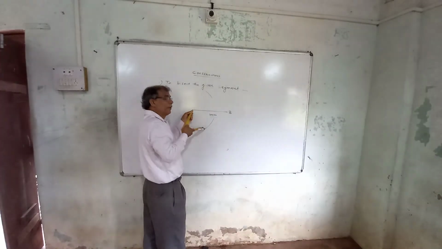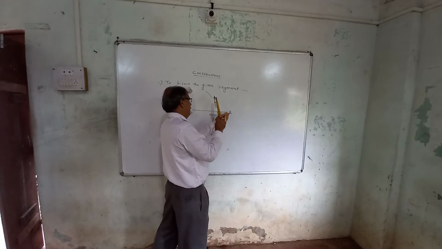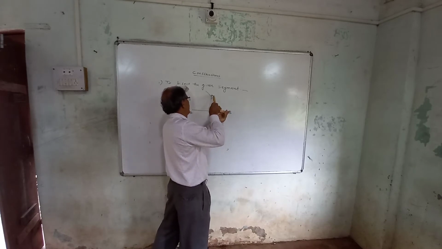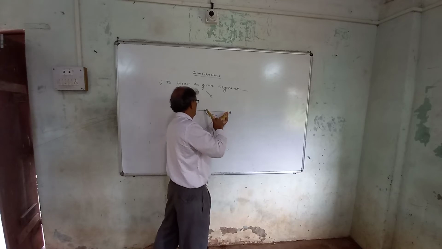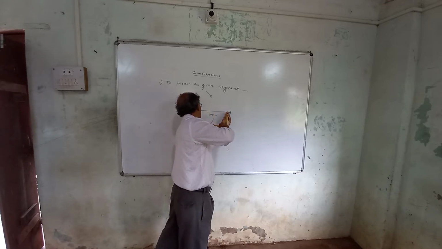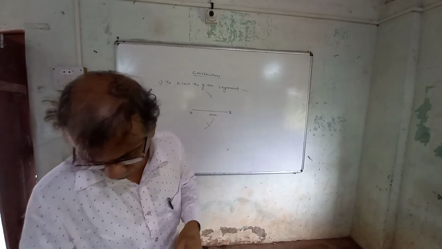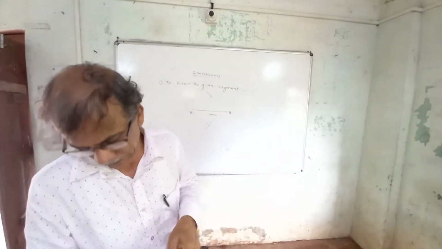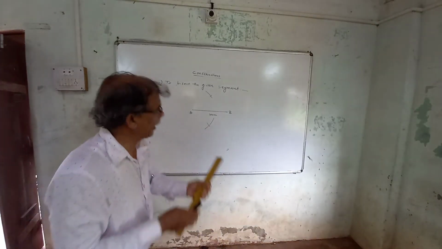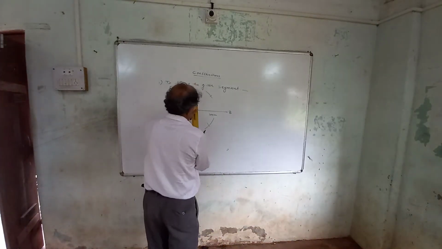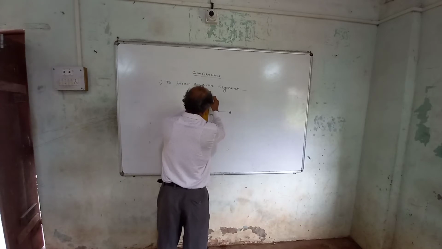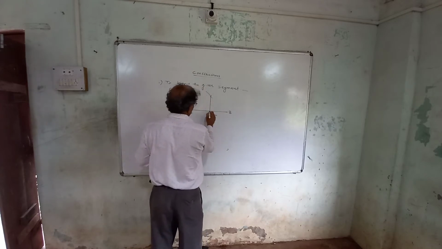Now what will we do? We will keep the compass on B, and the pencil will be towards A now. Now draw the arc which intersects the original arc. Say here and here it intersects. Now through these points of intersection, you draw a line which intersects your line segment AB. Suppose this is the point of intersection P.